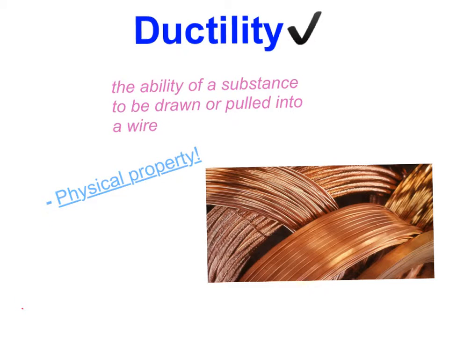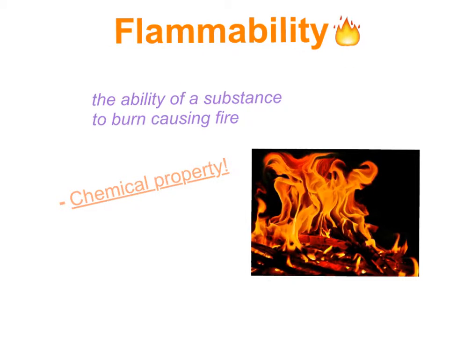The next vocab term is ductility, and this is the ability of a substance to be drawn or pulled into a wire. And this is a physical property, and as in the definition, there is wire, so that is the picture. Flammability. Flammability is a chemical property, and it is the ability of a substance to burn, causing a fire, and here's a picture describing it.